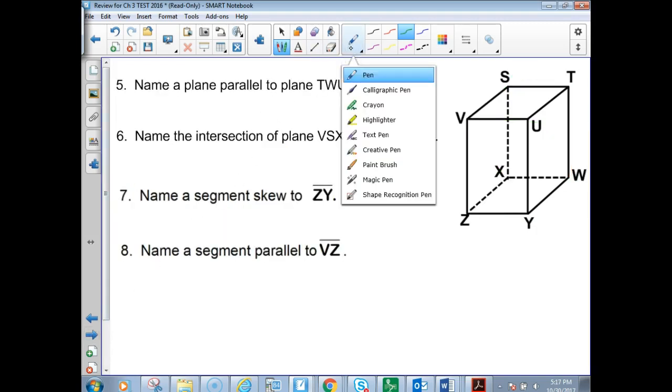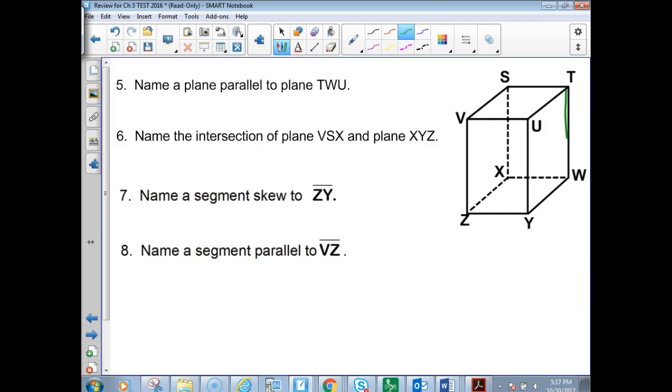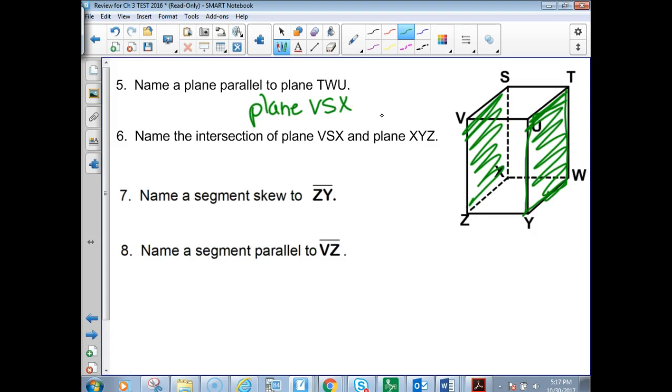A plane parallel to plane TWU would be, this is the right side, so it would be the plane on the left. So you just need 3 letters, plane VSX. Or any 3 letters within those 4. You could have Z in there. The intersection of plane VSX, which I have highlighted over here on the left side, and plane XYZ, where's the X? X, Y, and Z. It's going to be the bottom. Okay. So where that left side and the bottom intersect is in line ZX, or XZ.